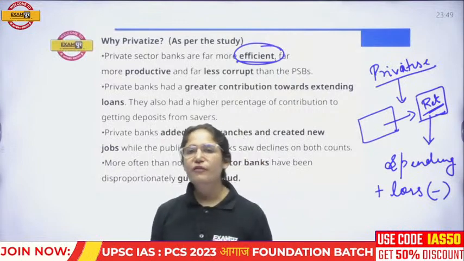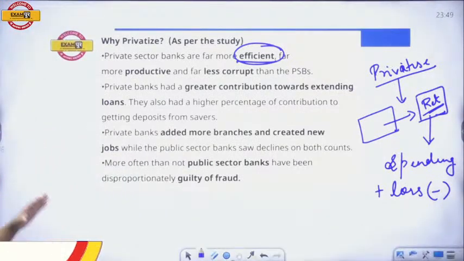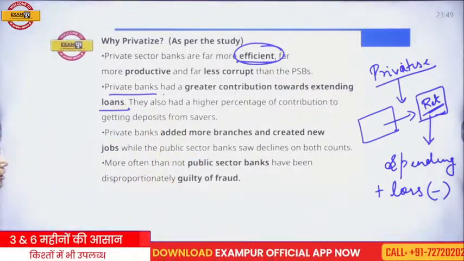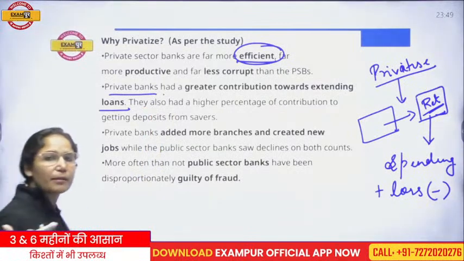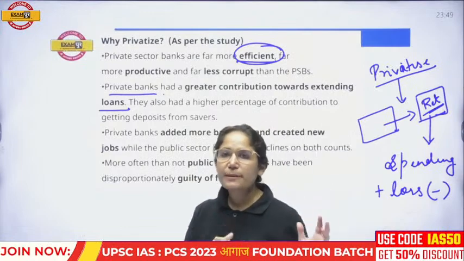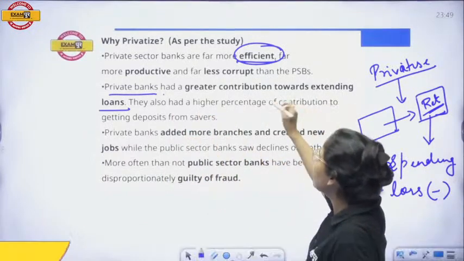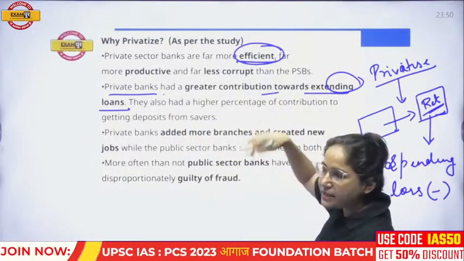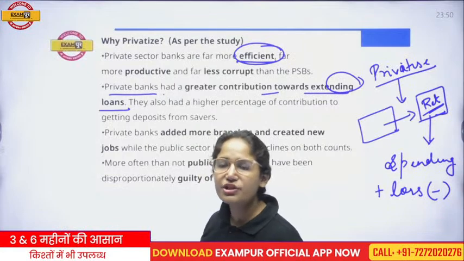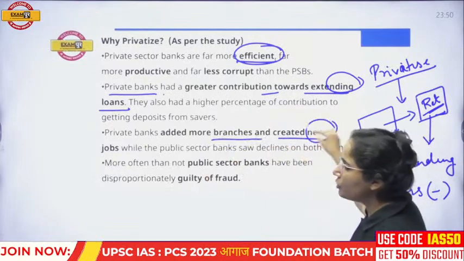They have the privilege to perform better, to be productive and less corrupt, with a greater contribution towards extending loans. They have better privileges because, if we talk about public sector banks, they have a particular consideration that 40% has to be allocated for the priority sector. Private banks have full freedom or leverage to extend as much credit as they want to. And they added more branches and created new jobs.